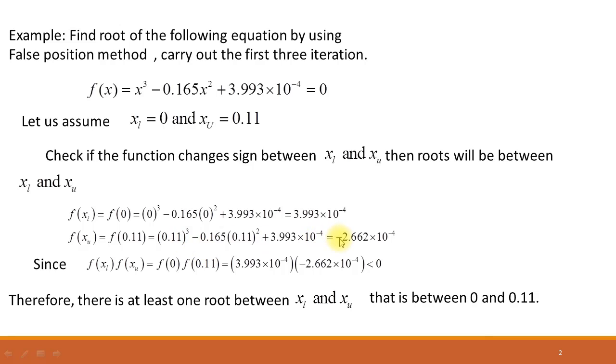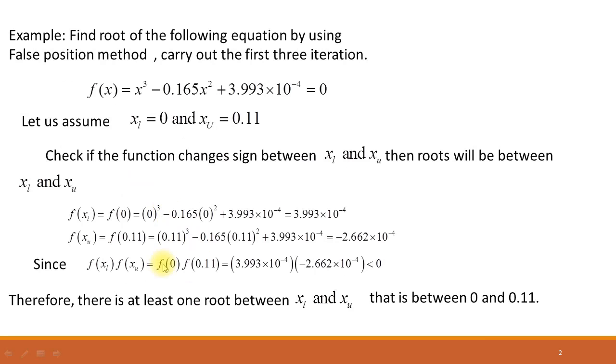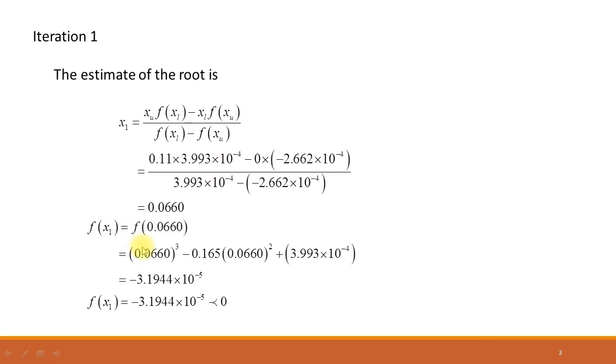So now for the next root x2, we locate that x2 lies between x1 and xu. This is the xu value, 0.11. Note that the function has a negative sign at x1 and a positive sign at xu. So the next root x2 is between x1 and xu. Now which one will be the lower limit between x1 and xu?